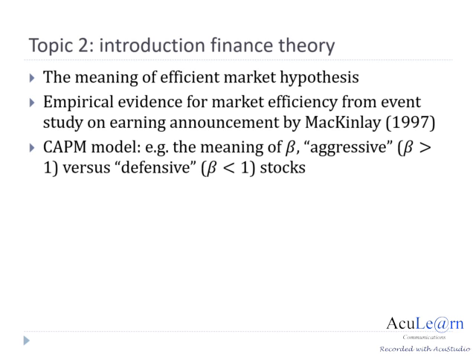And after that, I briefly mentioned some evidence and anomalies for the efficient market hypothesis. Among them, a very important point is the empirical evidence for market efficiency from the event study on earnings announcements by McKinley. You remember there is a graph, right?